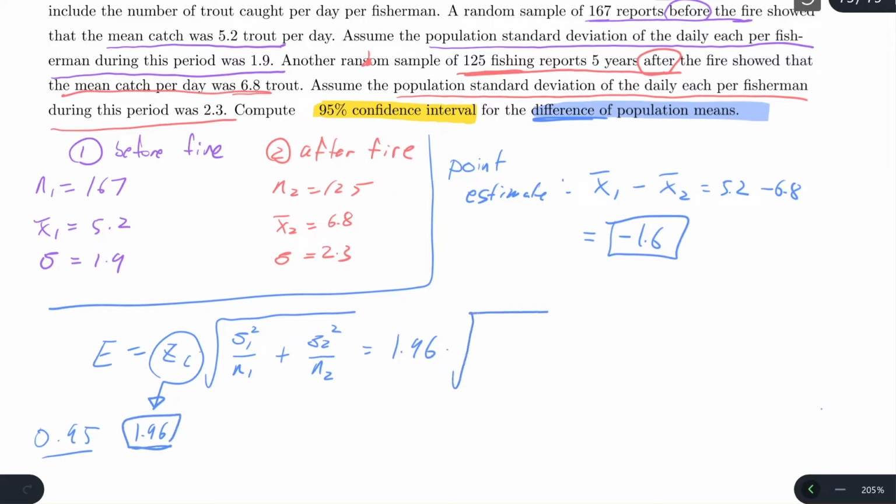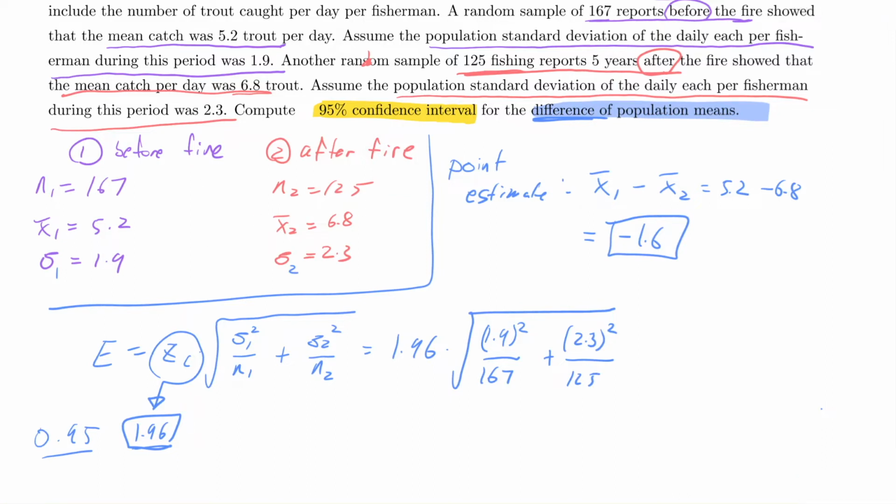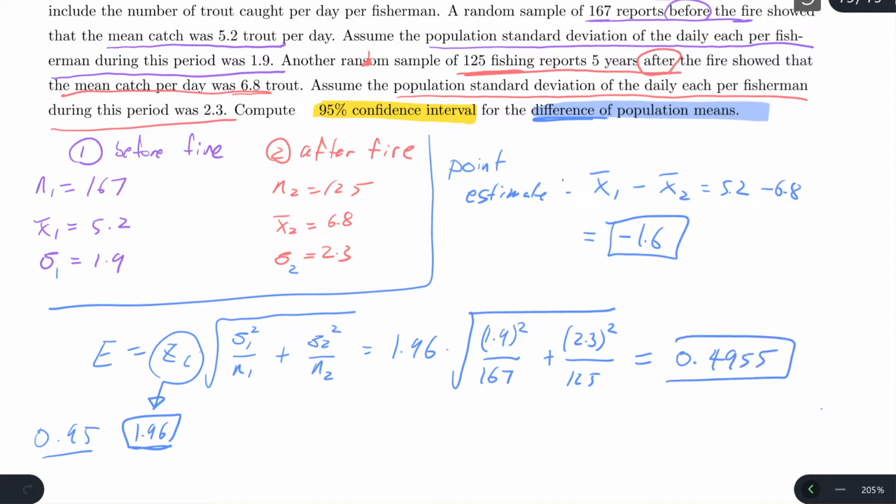Multiply by the square root of sigma 1. Oh, I forgot to write the 1 here, and the 2 here. It's 1.9 squared divided by N1, which is 167, plus 2.3 squared divided by 125. I'm just copying numbers from the problem. And let's round to 4 decimal places. Here, the margin of error is 0.4955.